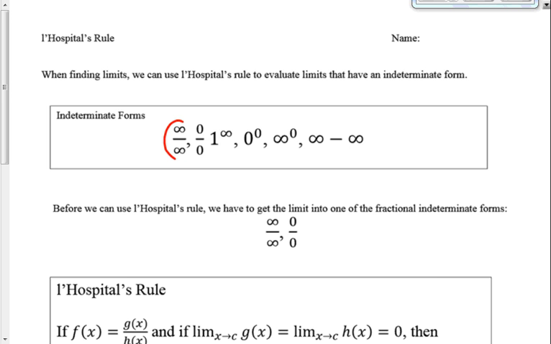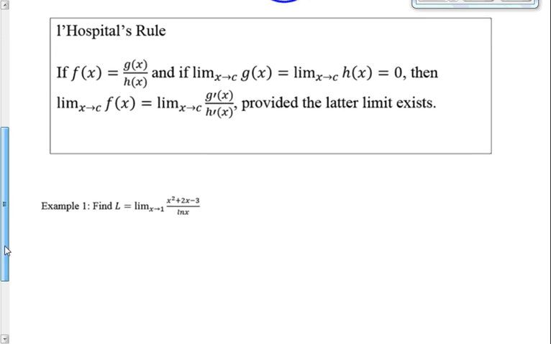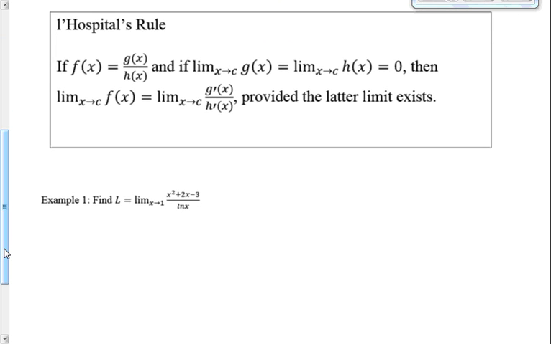So those indeterminate forms involve infinity over infinity. Although it looks like it should perhaps be 1, it's not. 0 over 0 is another one. No idea what that means. 1 raised to the infinity, 0 raised to the 0, infinity raised to 0, and the difference between infinity and infinity. So before we can use L'Hôpital's rule, we have to get the limit into one of the fractional indeterminate forms. So when you take the limit and you get one of these two results, that means we can use L'Hôpital's rule.